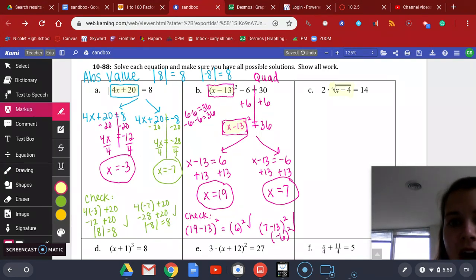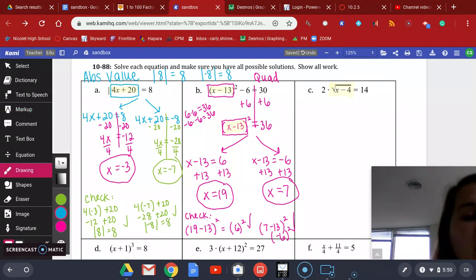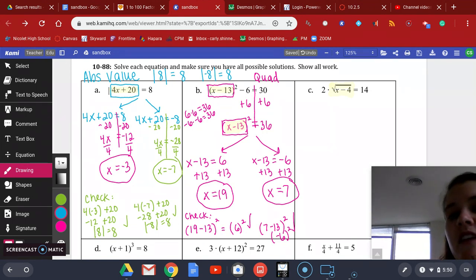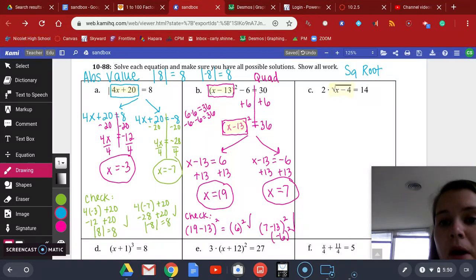I just made that up on the fly. All right, here's my chunk this time. So my letter A was an absolute value. Letter B was a quadratic. This is a square root. So remember, we can't square root a negative number. That's what my chunk is this time.